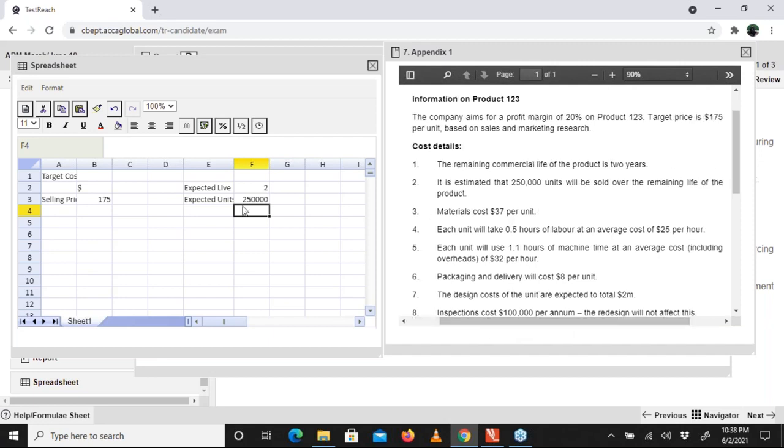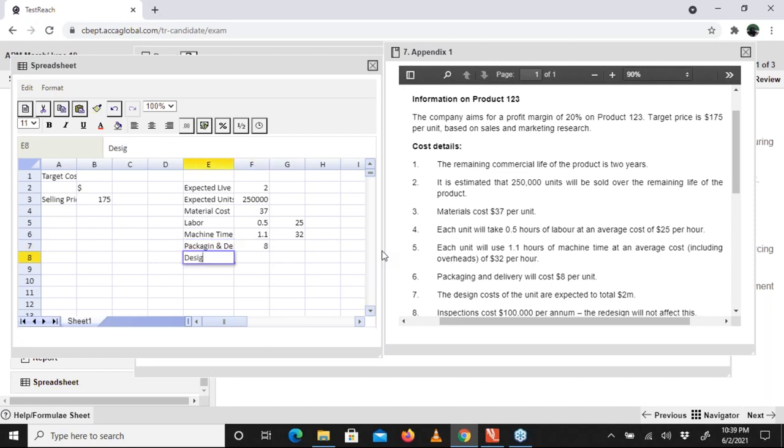It says material cost is 37 per unit. Material cost is 37. Each unit will take 0.5 hours of labor at an average rate of 25. The labor is basically 0.5 hours at the rate of 25. Then each unit will use 1.1 machine hours at an average cost, including overheads, of 32. Machine time 1.1 hours at the rate of 32 per hour. The packaging and delivery cost is 8 per unit.